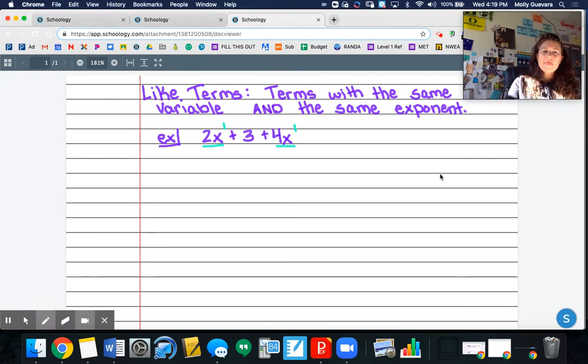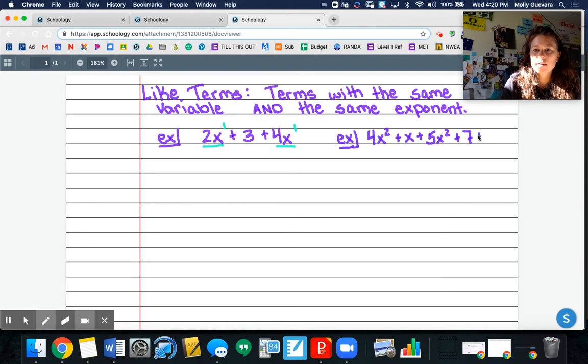So hopefully that kind of makes sense. So those two have the same exponent. Another example would be something like 4x squared plus x plus 5x squared plus 7 plus 3x. Whew, there's a lot of terms there. How many terms? There's 1, 2, 3, 4, 5 terms in this polynomial. And we're interested in which of those terms are like terms.